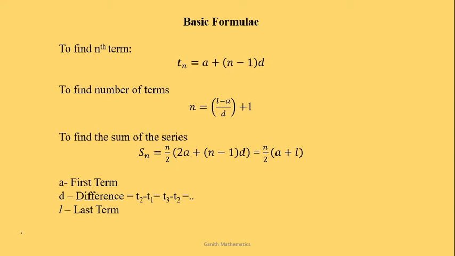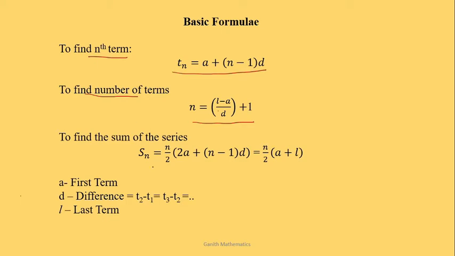So next we are going to see some of the basic formulas which are very relevant and very important to the arithmetic progression. To find the nth term, that means what is the 100th term or 50th term, if you want to find it, then you have to use this Tn formula. So Tn is equal to a plus (n minus 1) into d. If you want to find how many terms are there in a particular series, to find the number of terms, then you have to use the formula n is equal to (L minus a) by d plus 1.